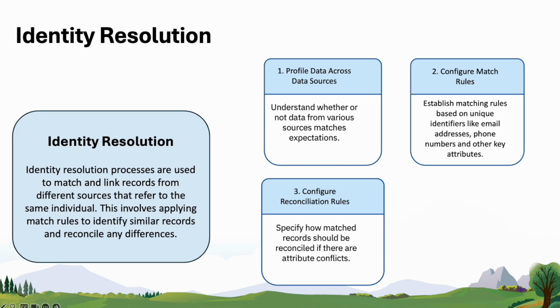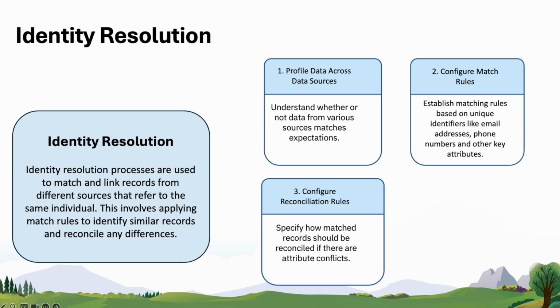Step 3, reconciliation rules. These rules help when there is conflicting information between the matched records. We will be able to choose which works best for our needs and mix and match if necessary.